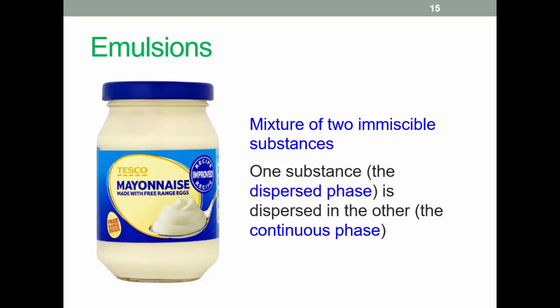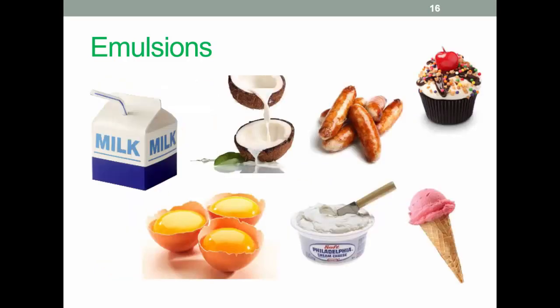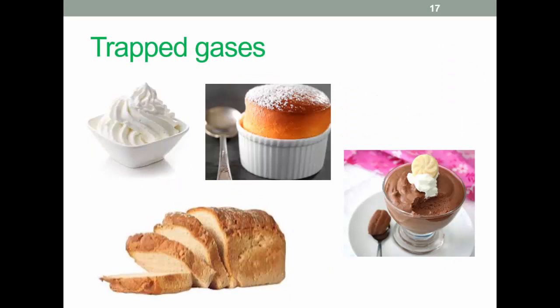The continuous phase is usually the one present in the largest amounts, and this is a well-known food emulsion, mayonnaise, in this case a mixture of oils in water. There are a huge number of emulsions in food, some of which occur naturally and others of which are produced in food processing. Here's just a small number of examples. Emulsions can also be formed when a liquid or solid traps a gas, such as air in a mousse or carbon dioxide in bread.